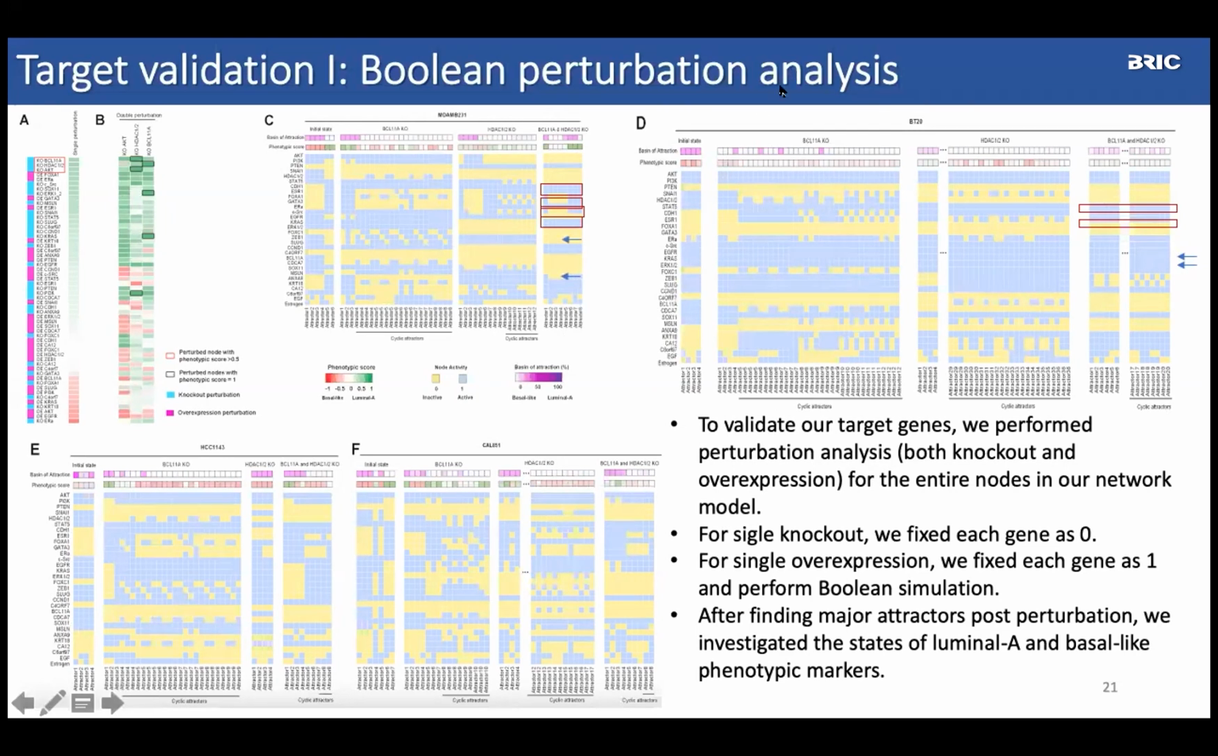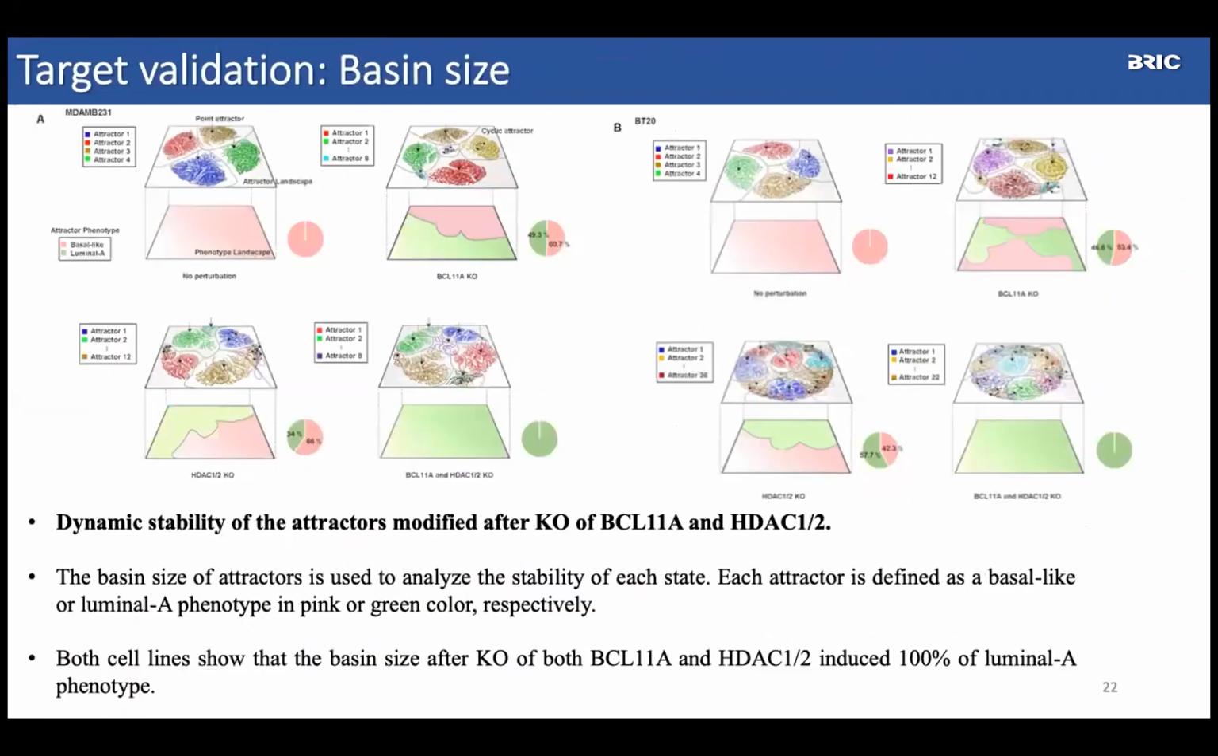And the result is consistent using the BT20 cell line specific network model. This shows the actual percentage of the basin size, or percentage, of basal or luminal A phenotypic states. Similarly, before inhibiting anything, it's 100% basal-like phenotypic states, whereas inhibiting either BCL11A or HDAC1 and 2 can only induce a transition, with about 34 to 50% of basal-like phenotypic states remaining, whereas after inhibiting both BCL11A and HDAC1 and 2, we can induce 100% luminal A states within our network model. And the results were consistent for the BT20 specific cell line network.